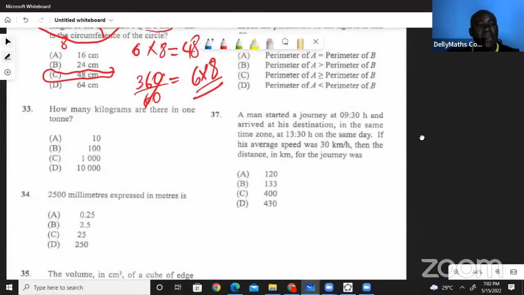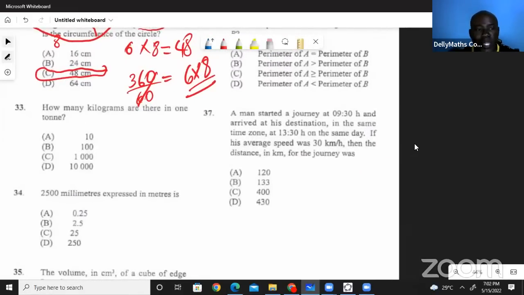How many kilograms are there in a ton? This question has been there forever. That's 1,000.